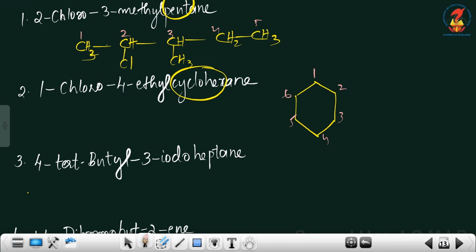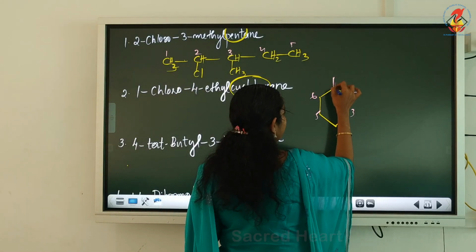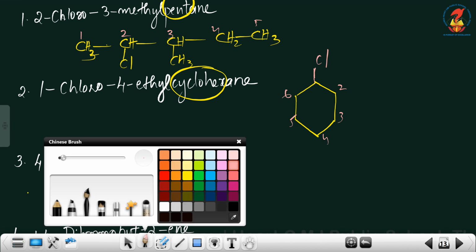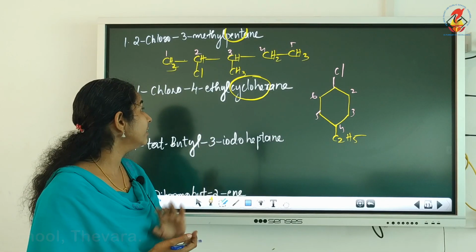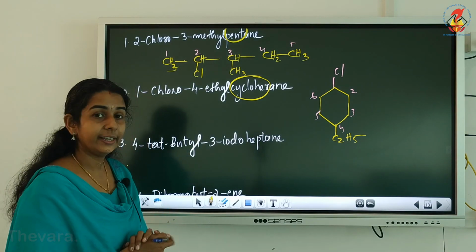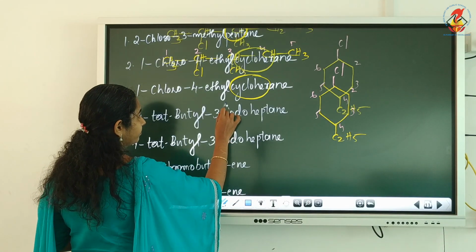Write the prefixes. On first carbon there is one chlorine present. On fourth carbon there is one ethyl group present. There is nothing else. So here, as it is a bond line structure, there is no need to draw the hydrogen atoms and all. It is understood. This is the structure of 1-chloro-4-ethyl cyclohexane.